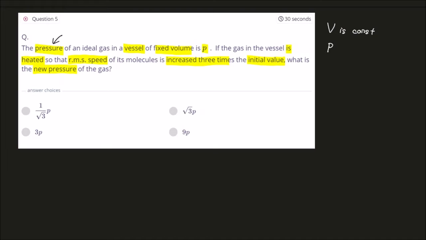So here we can say pressure 1 is equal to P. Then the next thing that we know is the RMS speed is increased by 3 times the initial value. So VRMS 2 should be equal to 3 times VRMS 1. Now they ask for the new pressure, which is P2. Knowing that, we can start to solve the problem. So how should we approach the question?